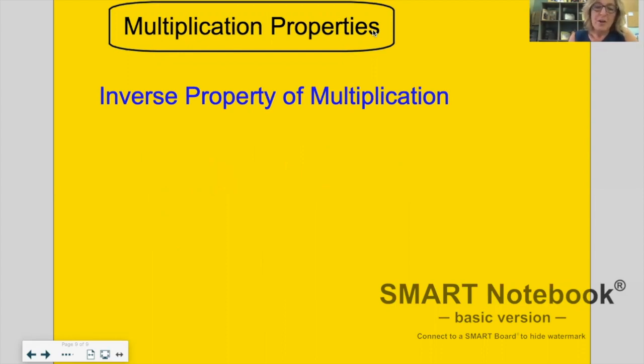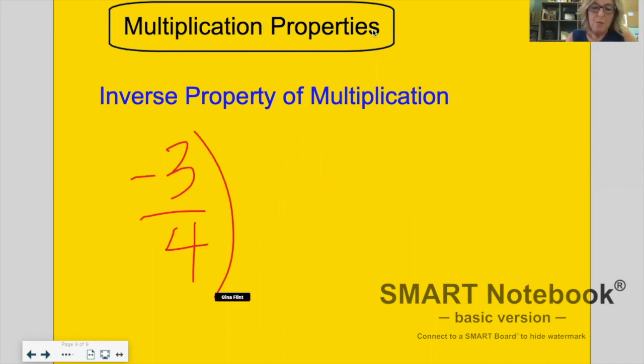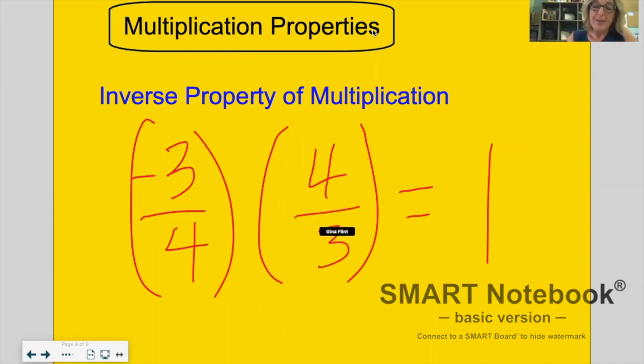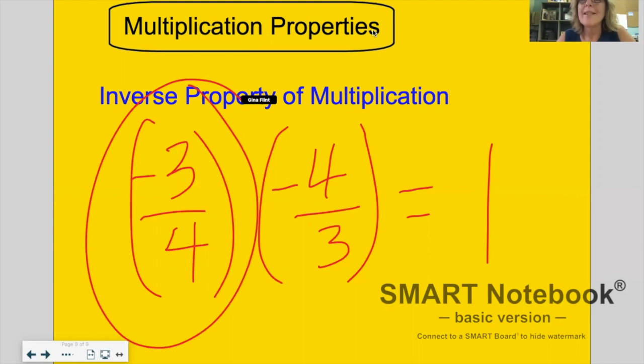So say we started with negative 3/4. And we want to know, what do we have to multiply that by to get to 1? Well, the reciprocal of 3/4 is 4/3, and we know that a negative times another negative would give us a positive. So it would have to be negative 4/3. That is considered the reciprocal of this first factor, or its multiplicative inverse. I have a hard time saying that. I'll just tell you right now.